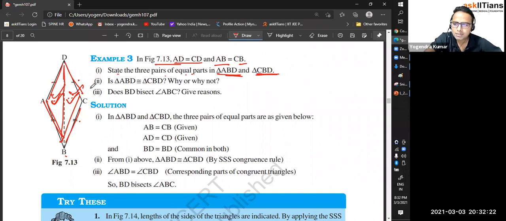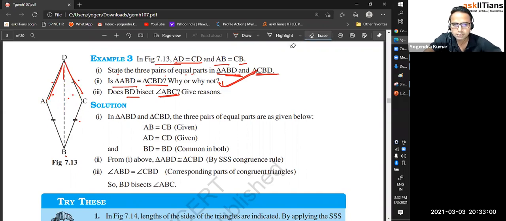So triangle ABD is congruent to CBD, right? I hope you got it. AB corresponds to BC, and AD corresponds to CD, right? Is ABD congruent to this? Yes, they are congruent. Why? By what criteria are they congruent? By triple S, right? Does BD bisect angle ABC? Yes. Why? Because this angle will be equal to this angle. Are you getting me? Let me erase this part.